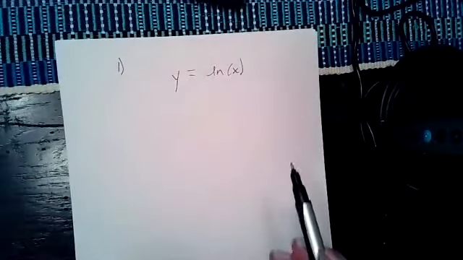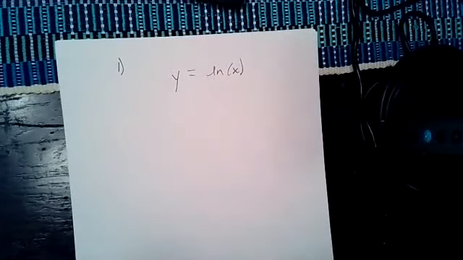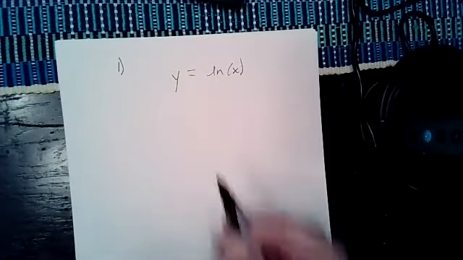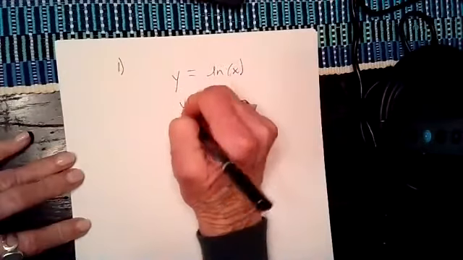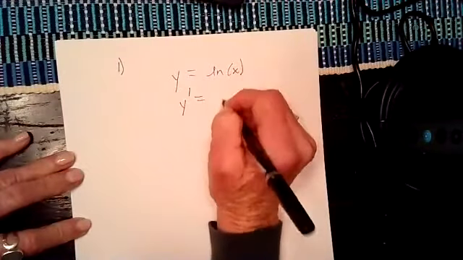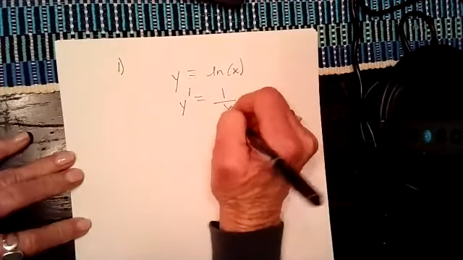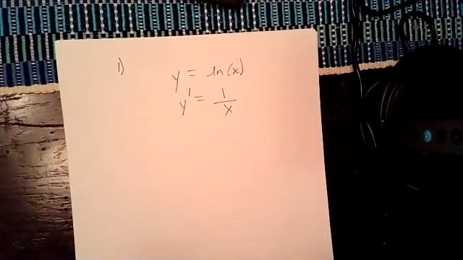Okay, all right, so the derivative of, I'm going to turn my phone off. The derivative of the ln of x is what? It's the derivative of x over x. It's just 1 over x.